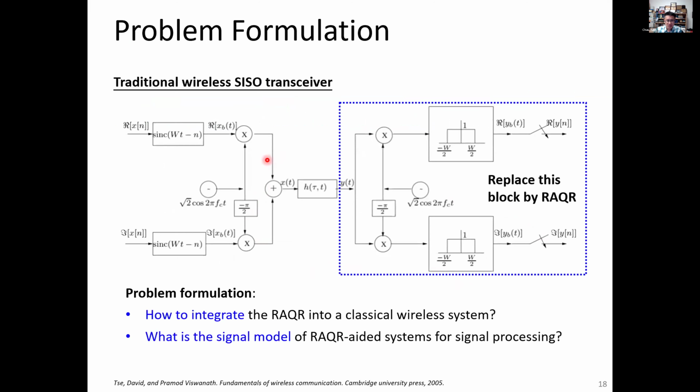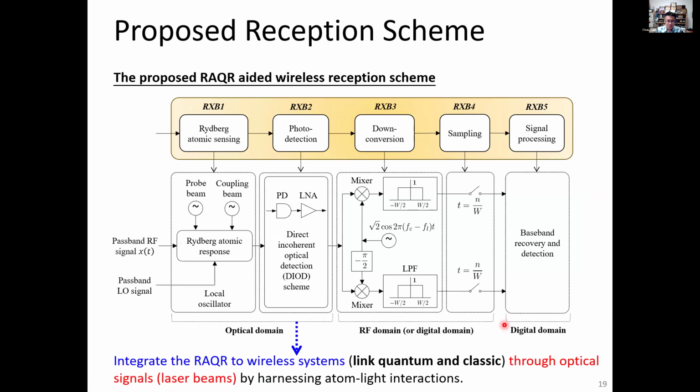This is how it looks like. Over here is a SISO, single transmit and single receiver, single input, single output. On the left hand side, this is the transmitter. The transmitter then goes through the channel here. Then on the right hand side, the blue color box is the receiver, whereas over here we're going to replace the traditional antennas using the Rydberg atomic receiver. So this is what we are trying to do.